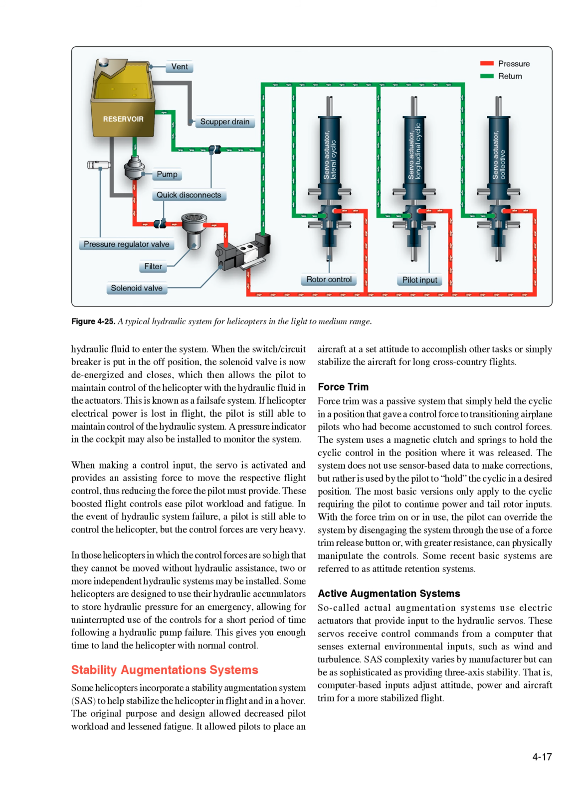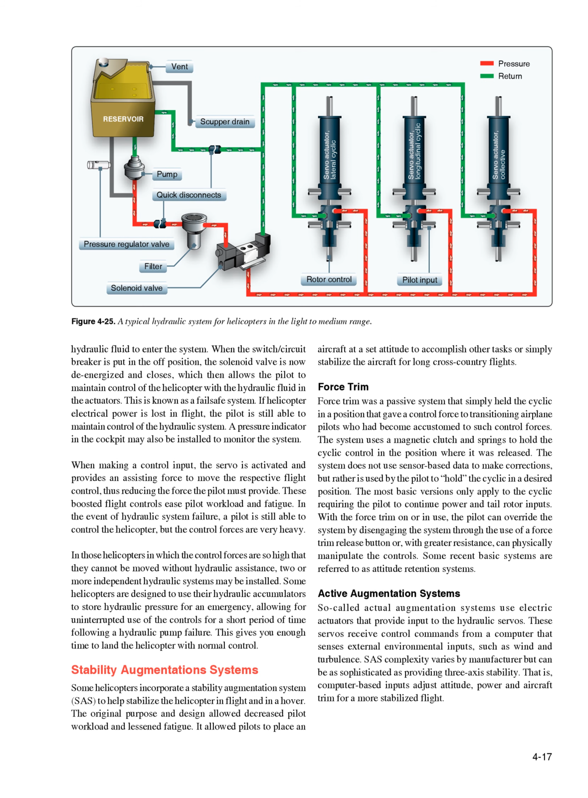The system does not use sensor-based data to make corrections, but rather is used by the pilot to hold the cyclic in a desired position. The most basic versions only apply to the cyclic, requiring the pilot to continue power and tail rotor inputs. With a force trim on or in use, the pilot can override the system by disengaging the system through the use of a force trim release button or, with greater resistance, can physically manipulate the controls.